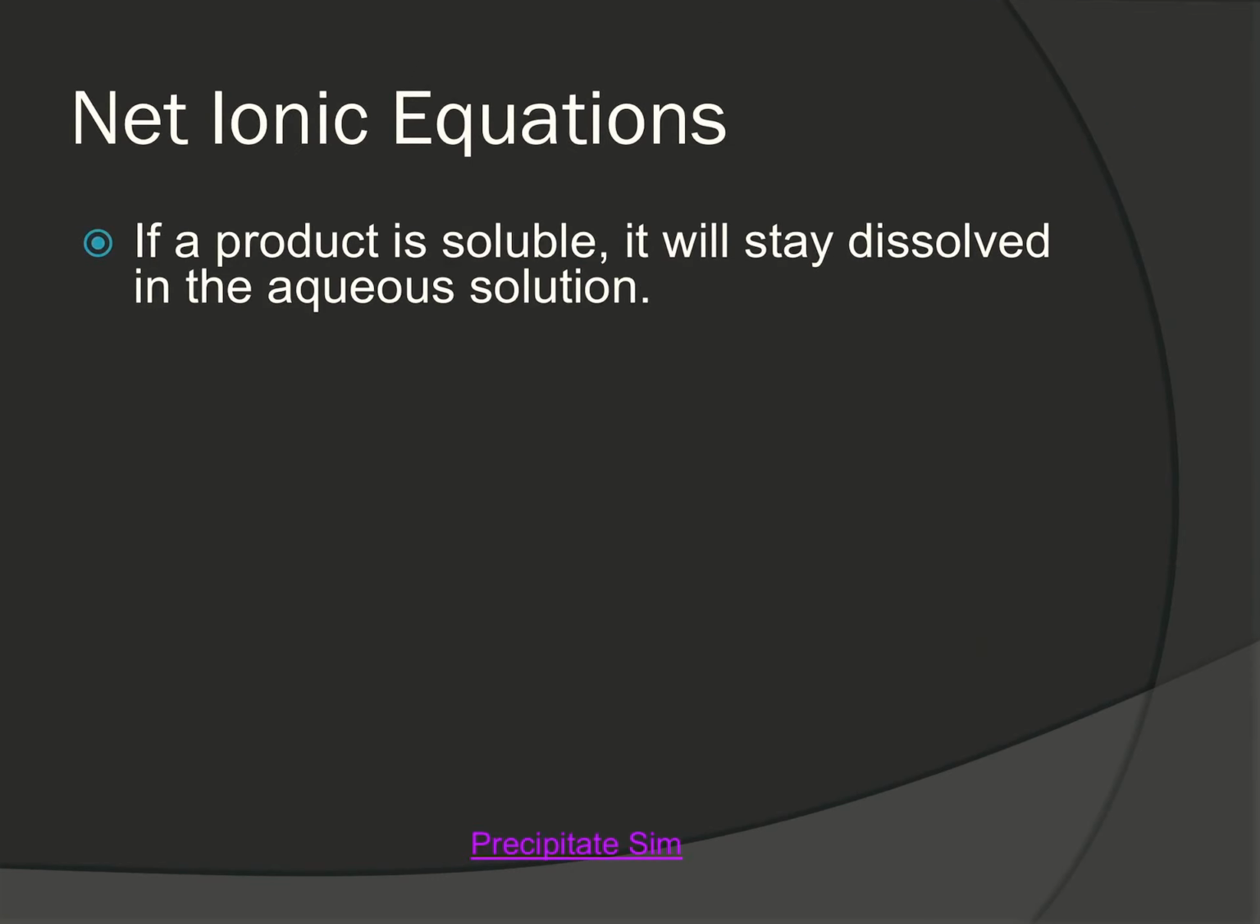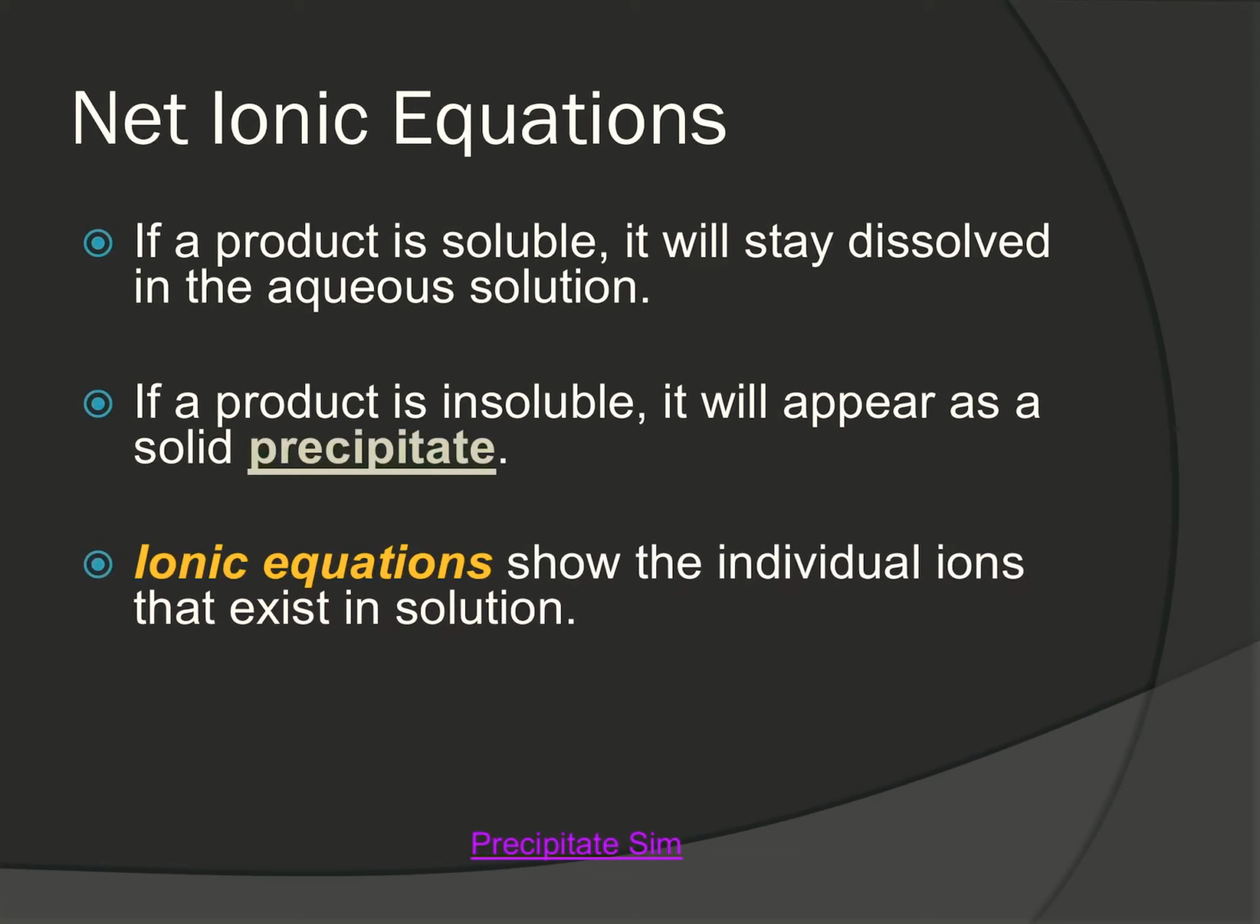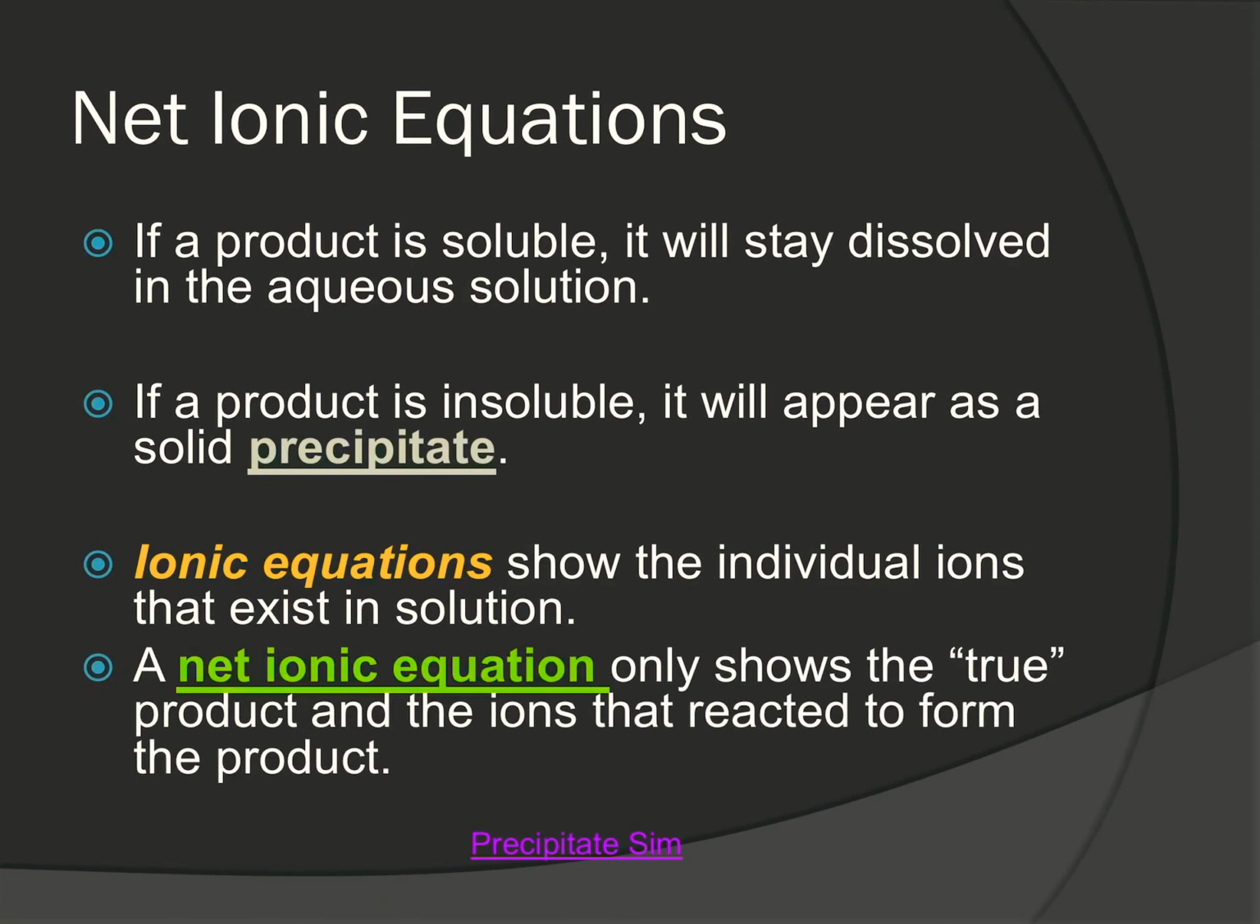So, moving on. Net ionic equations. Let's talk about some steps about how to write them. If a product is soluble, it's going to stay dissolved in the aqueous solution. If a product is insoluble, it's going to appear as a solid precipitate. In ionic equations, we're going to show the individual ions that exist in the solution. And the net ionic equation only shows the true product and the ions that reacted to form the product.